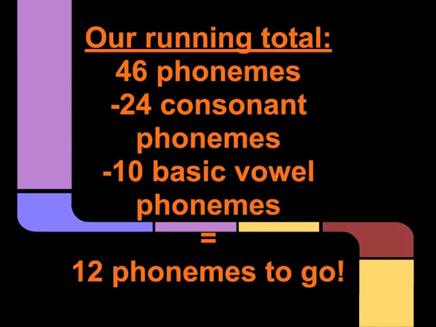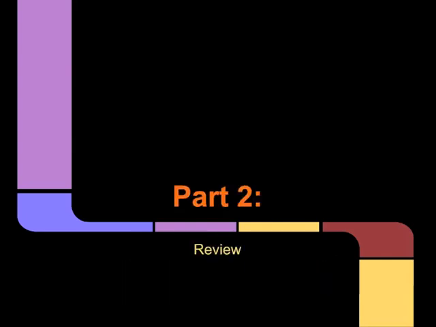So, from our video today, our running total of sounds now becomes, at the beginning we were starting with 46, we have learned 24 consonant phonemes. In our video today we addressed 10 basic vowel phonemes. We now have 12 phonemes to go.